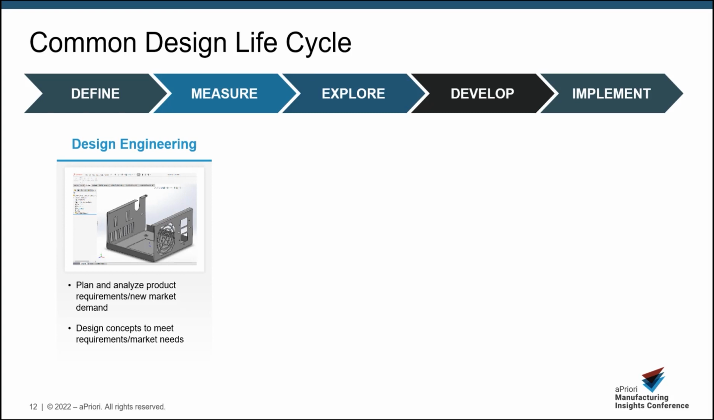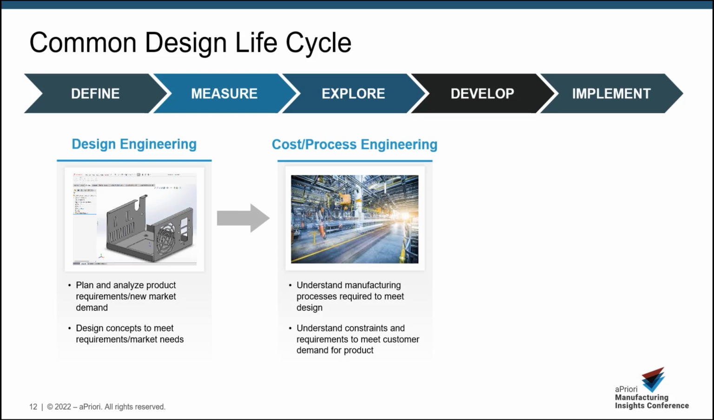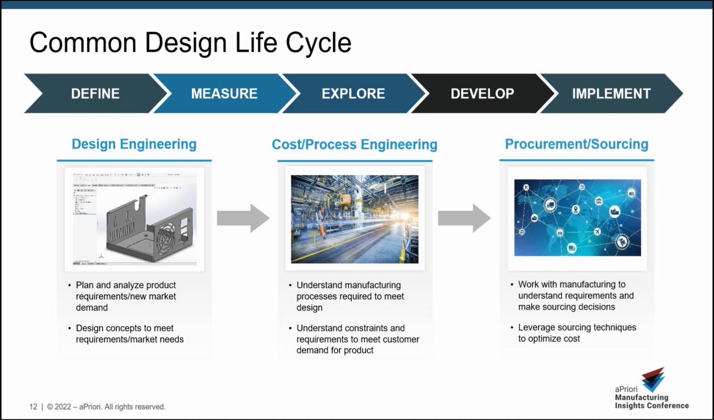Design engineering analyzes product requirements and new market demand, and then designs concepts to meet those requirements. Cost engineering and process engineering understand the detailed manufacturing processes required to meet the design specifications. They also understand constraints to meet customer demand, such as component cost and required production capacity. Procurement and sourcing work with manufacturing to understand those requirements and then make decisions. They leverage sourcing techniques to optimize costs such as regional manufacturing and commodity management. It's a very linear process, and once design engineering finishes their portion, they generally don't see the product again unless there's an issue down the line.